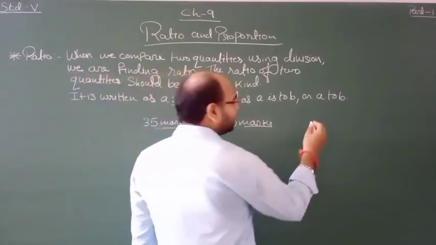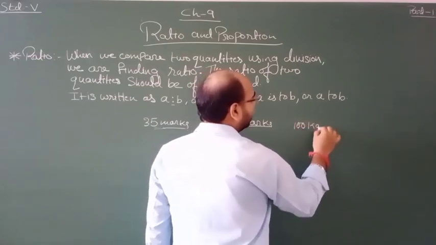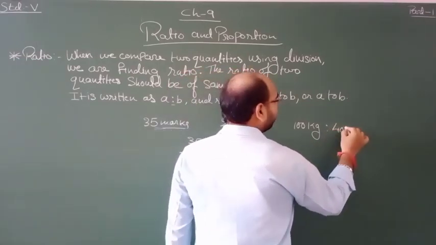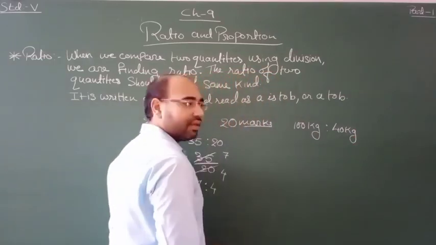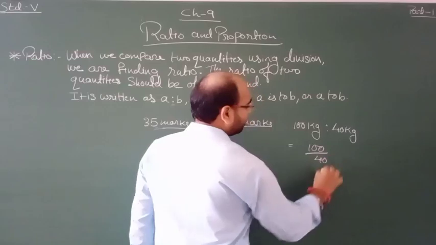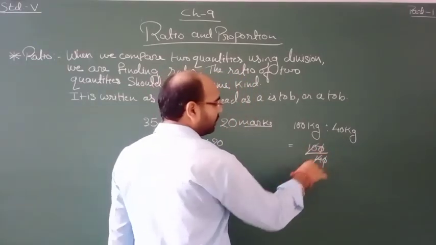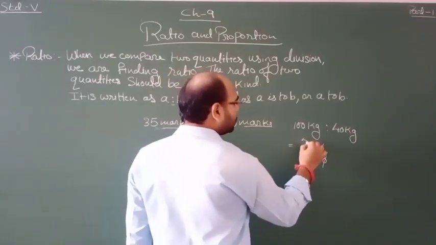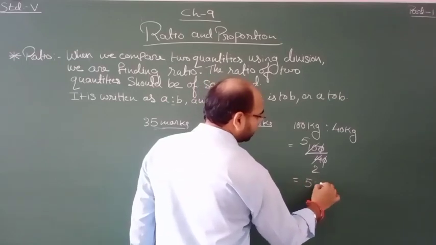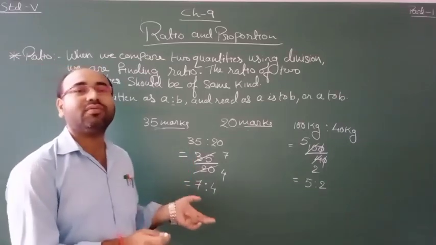Let us take another example. If 100 kg is to be compared with 40 kg, what will it become finally? 100 upon 40, and the 0s get cancelled. Both are divisible by 2. So 2 fives are 10 and 2 twos are 4. So the ratio that we get is 5 is to 2. Okay, so this is how we have to find out the ratio.